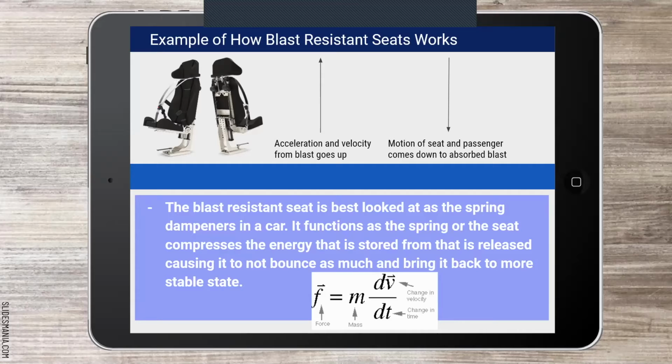The force equals the mass times the change in velocity over the change in time. Because of the dampers, the time over which a force is applied increases. For example, as an MRAP vehicle drives over an IED, upon the explosion, the spring dampers inside the car spread the force over a period of time, causing less serious injuries to the occupants inside.